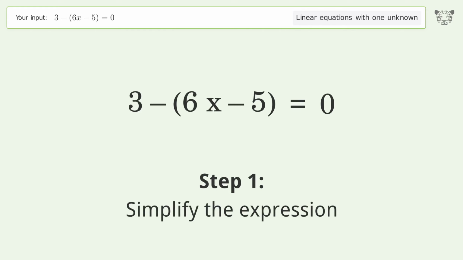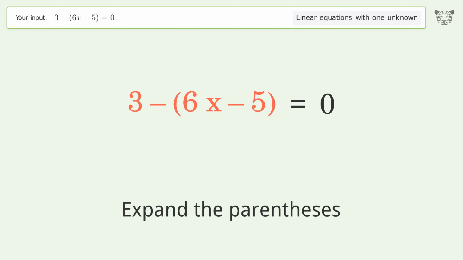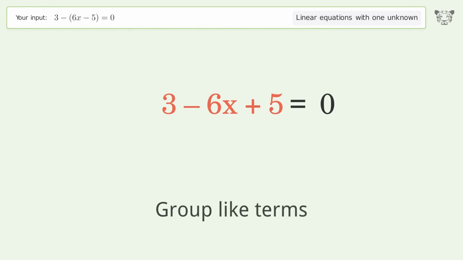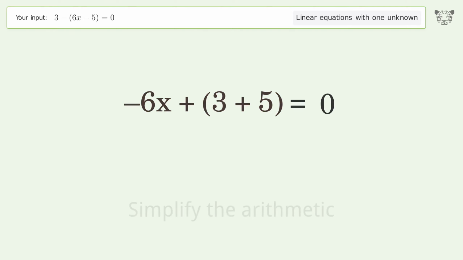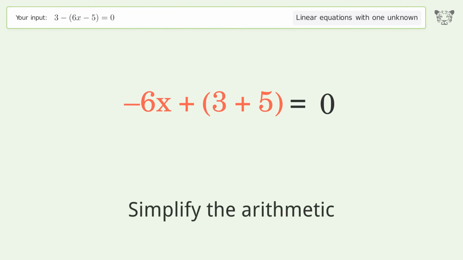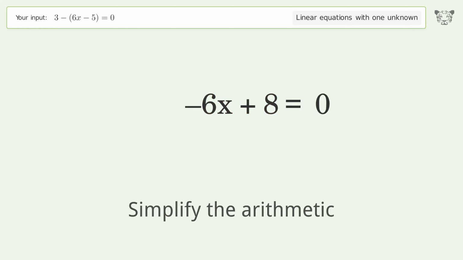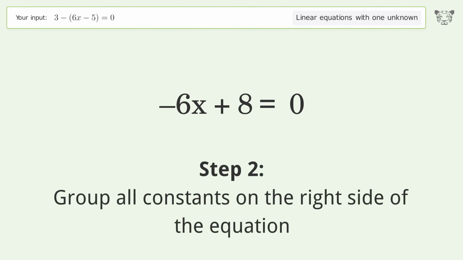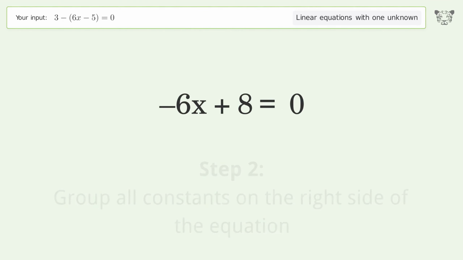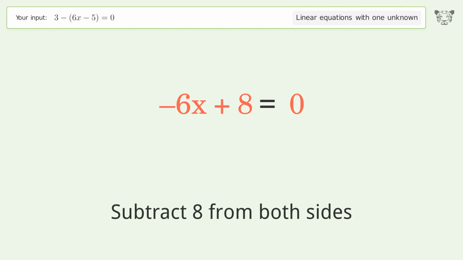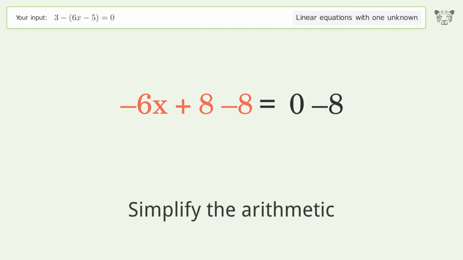Simplify the expression. Expand the parentheses. Group like terms. Simplify the arithmetic. Group all constants on the right side of the equation. Subtract 8 from both sides. Simplify the arithmetic.